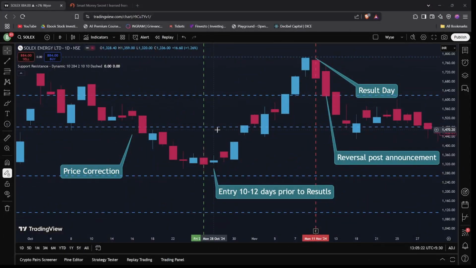If the strategy rules feel a bit confusing, don't worry, I'll explain it on a live chart. This is Solex Energy. This red line here is where the earnings announcement date is.